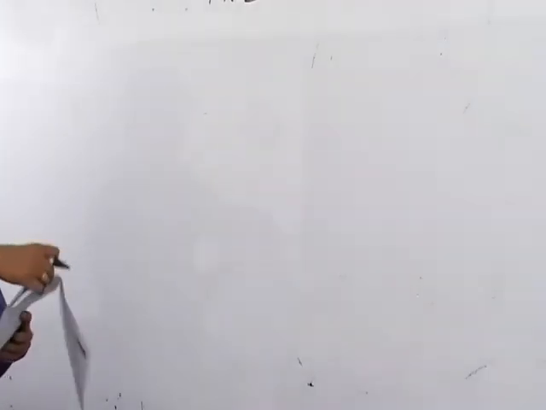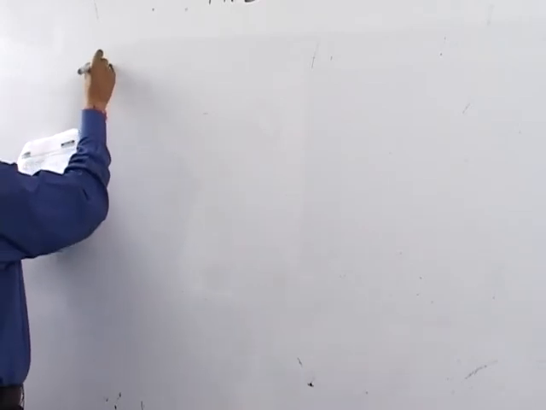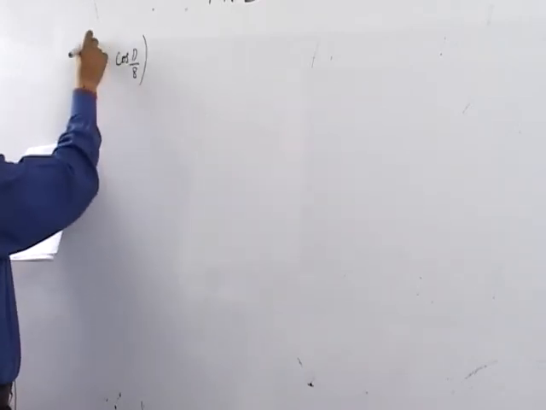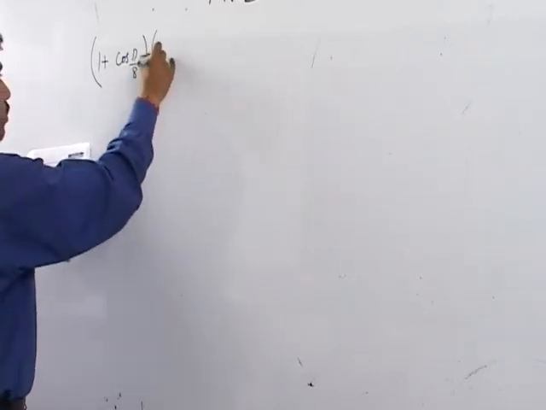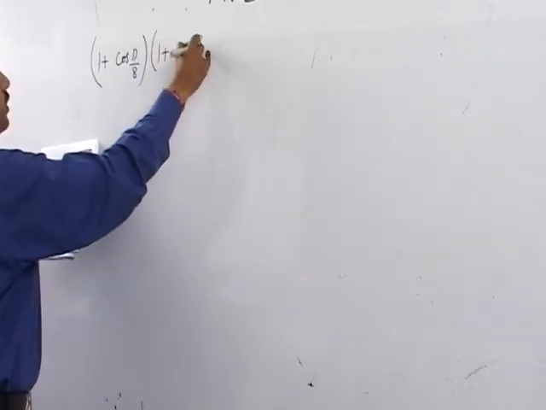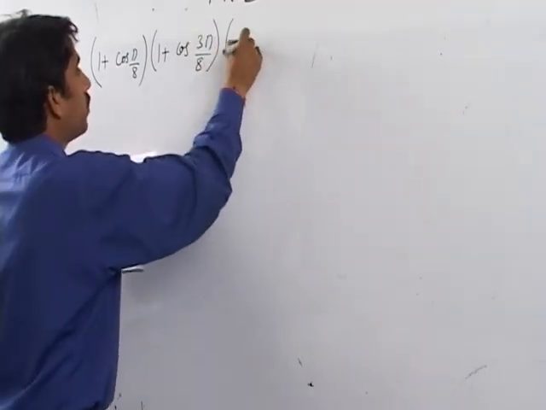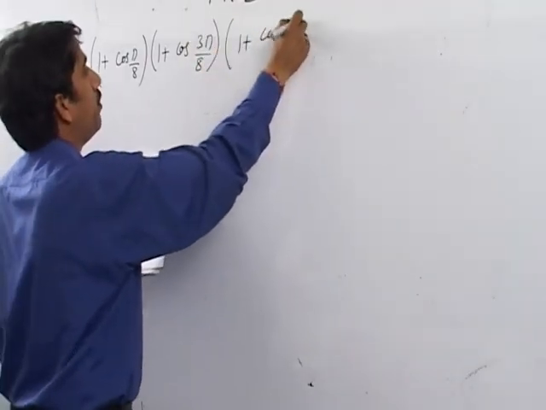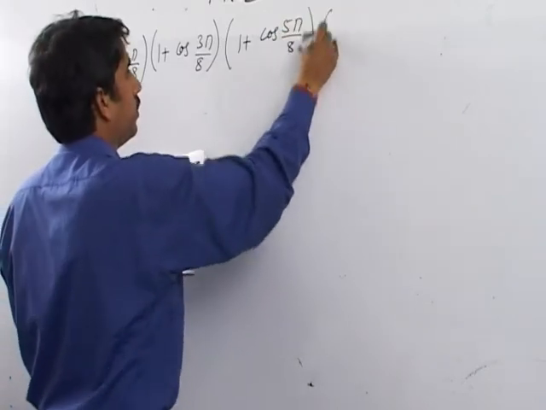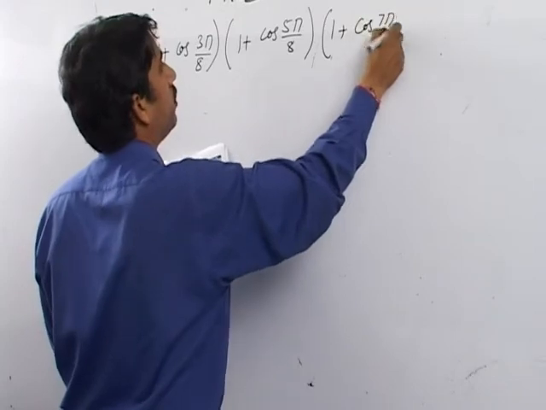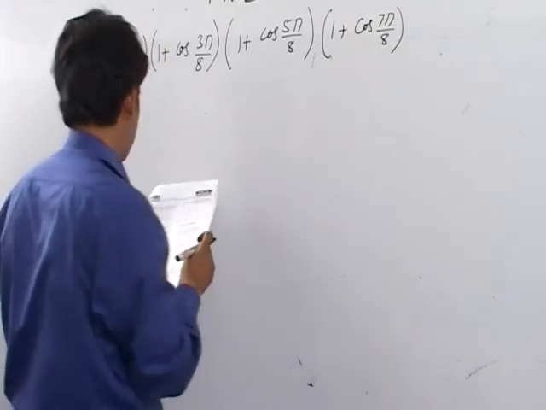Now, next question is: 1 plus cos pi by 8, into 1 plus cos 3 pi by 8, into 1 plus cos 5 pi by 8, into 1 plus cos 7 pi by 8.